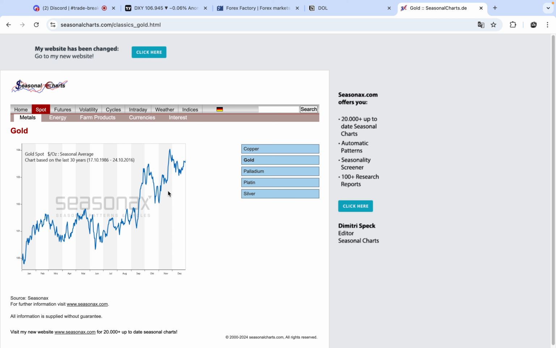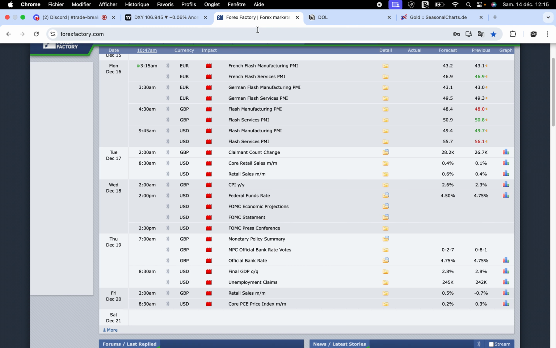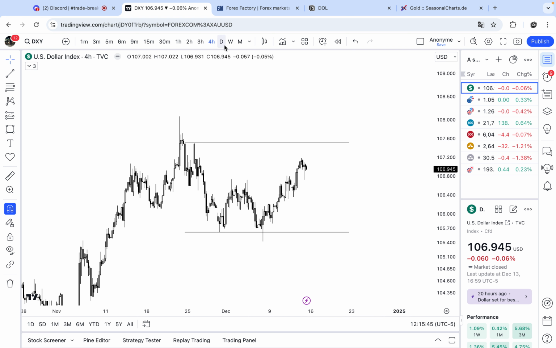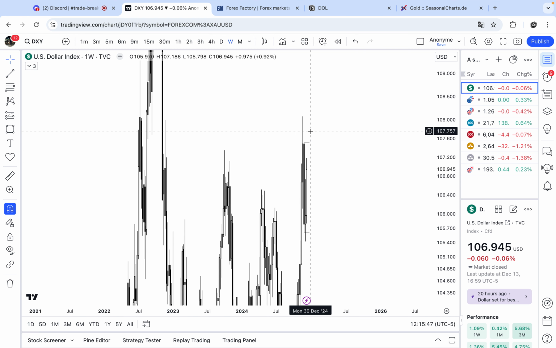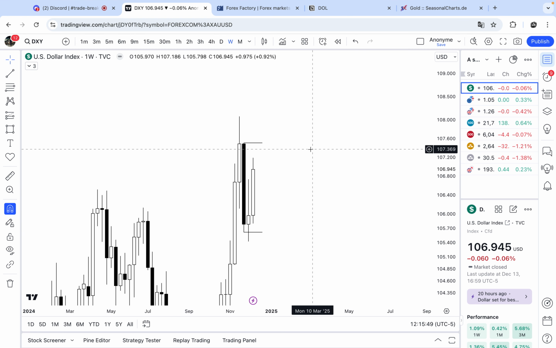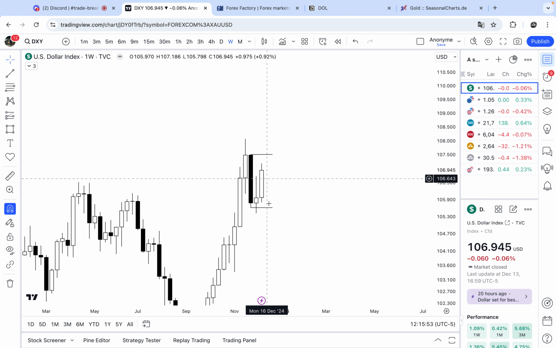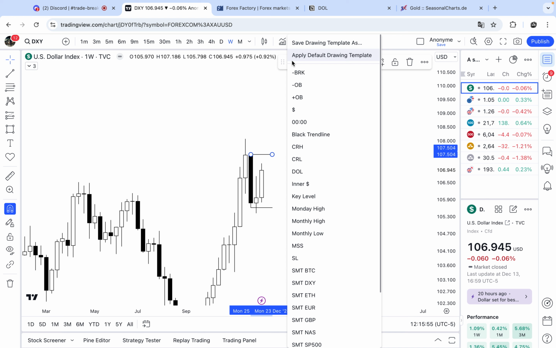This is for another topic, but that's how I'm looking at the overall price. So, for example, on DXY, what I'm gonna do is mark out my CRT, so my key levels. We have a CRT here. So drawn liquidity number 1.